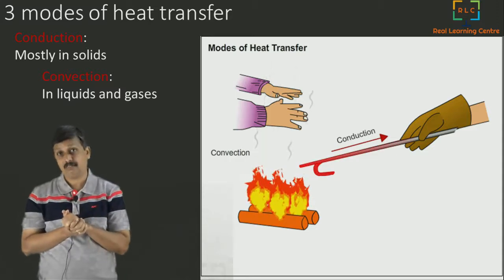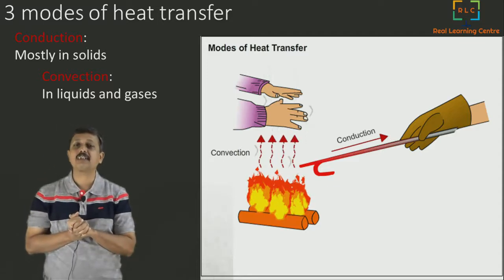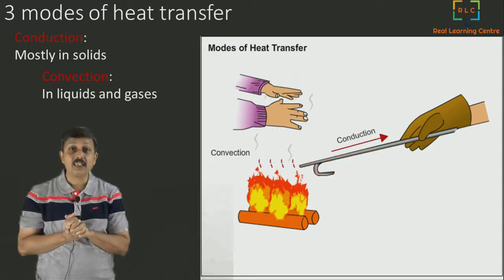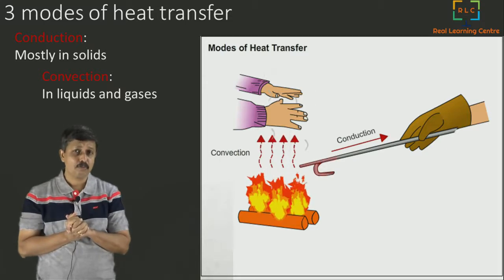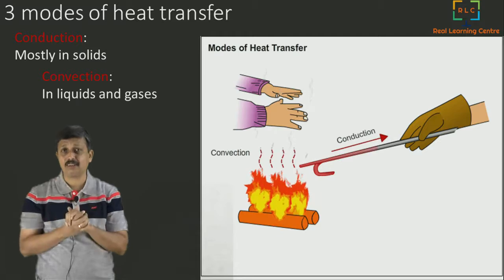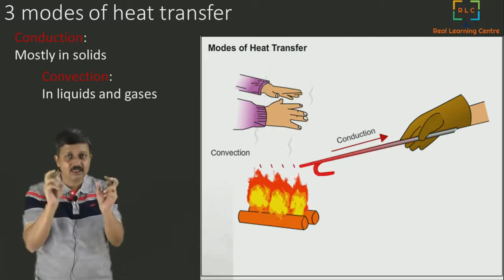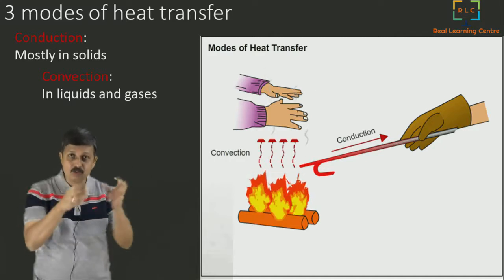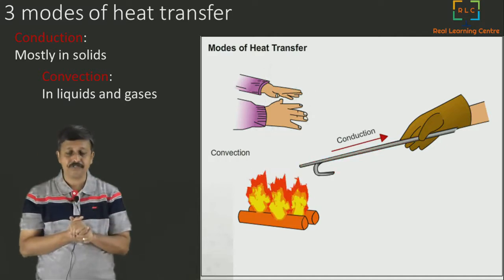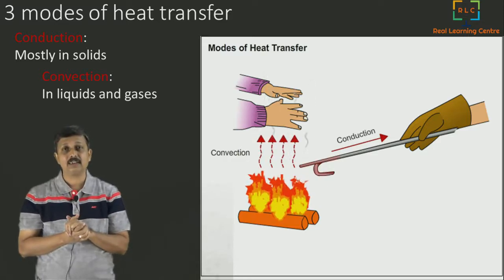So you feel hot. This kind of transfer of heat is called convection. And convection happens mostly in liquids and gases. It doesn't happen in solids, because in solids the molecules cannot move. They just stand there and jiggle. In liquids they move, and in gases also they move. That's why convection happens only in liquids and gases.